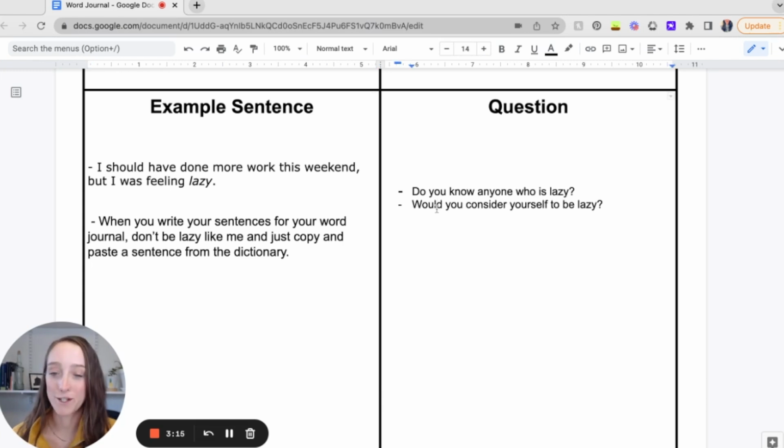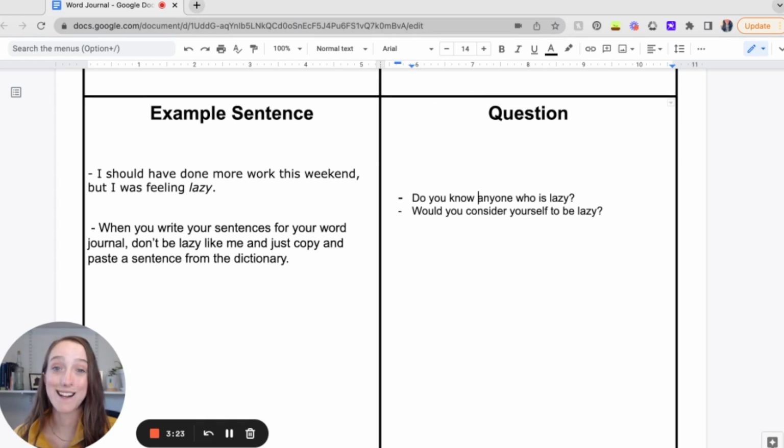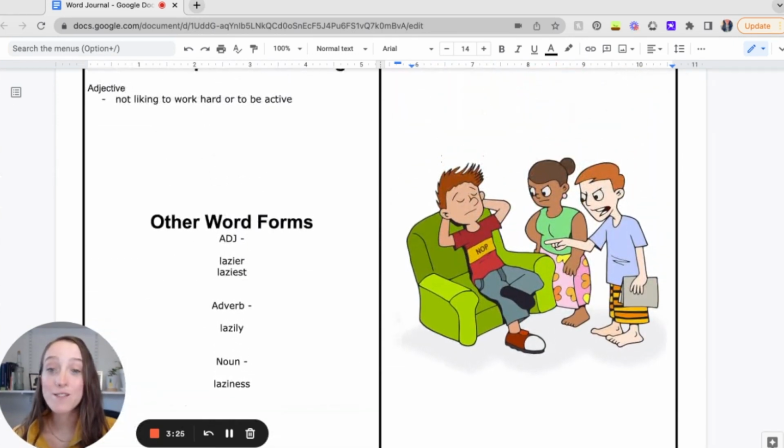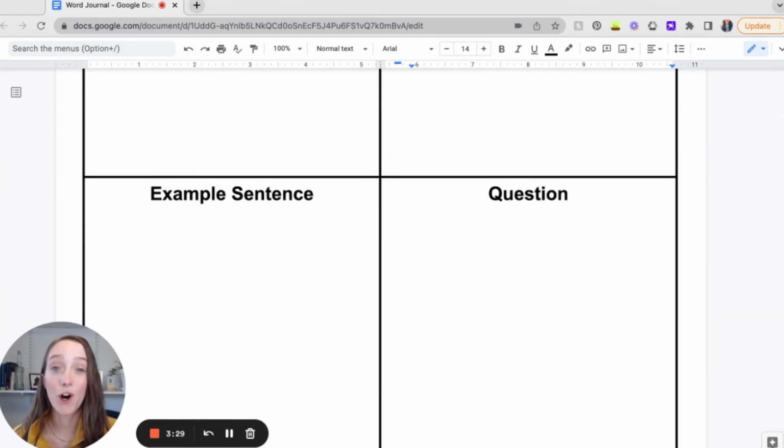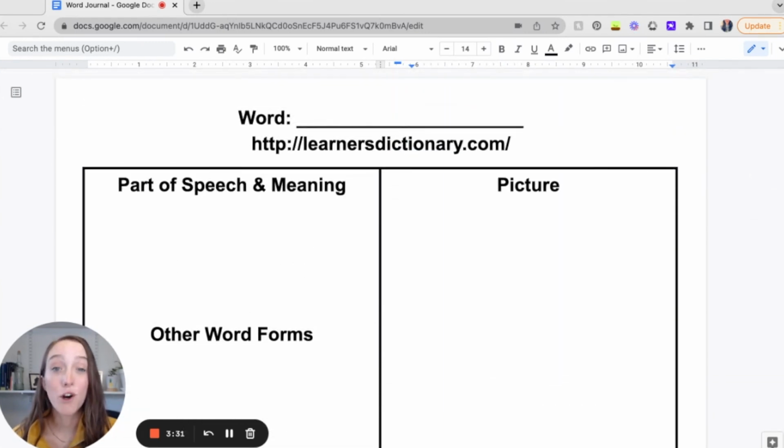And then finally, some questions. Do you know anyone who is lazy? And would you consider yourself to be lazy? These are questions that you could ask other people. So this is a word journal. You're going to want to write down all of this information for all of the new words that you learn. And the next step is to implement using these new words.